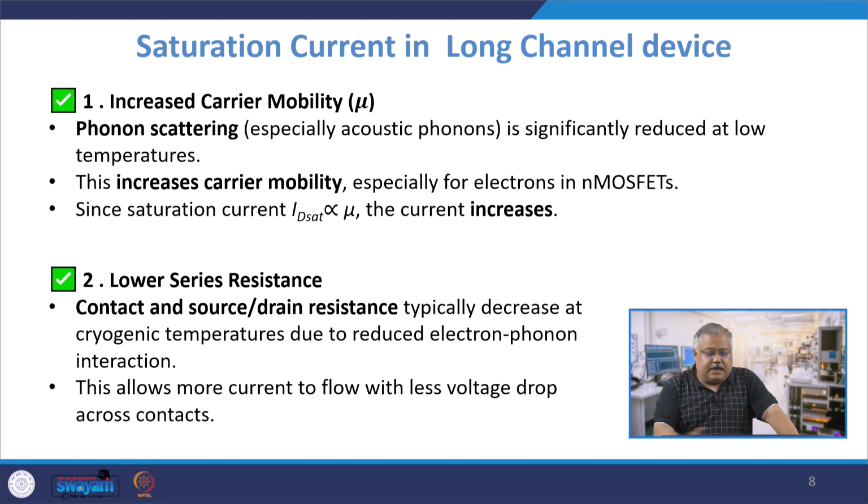We had a phonon scattering limited mobility, and therefore they are reduced at low temperature, because at low temperature the phonon scattering reduces drastically, and therefore this increases the carrier mobility, especially for electrons, but that is true for holes as well. Now since the current is proportional to mobility, the current also tends to increase, to a larger extent in this case because of the increased carrier mobility.